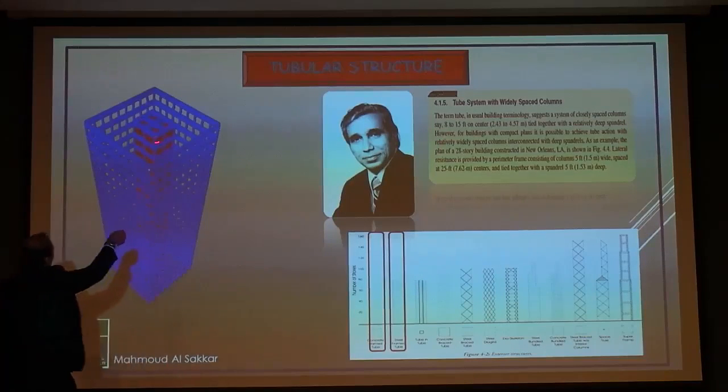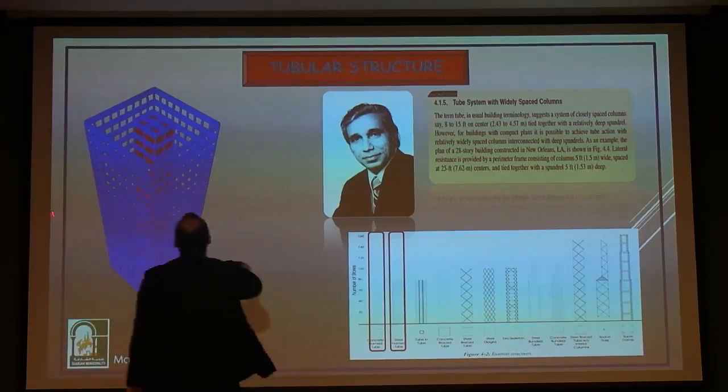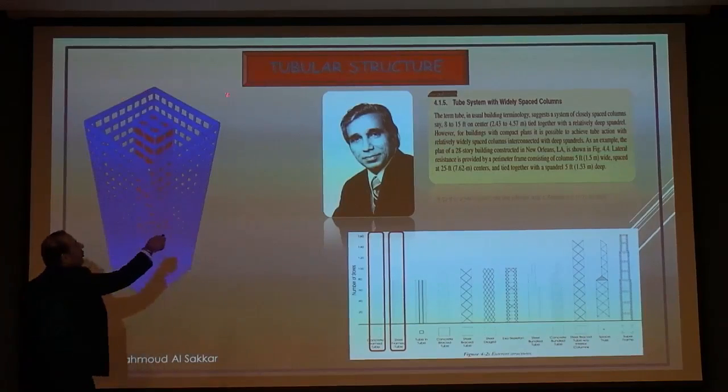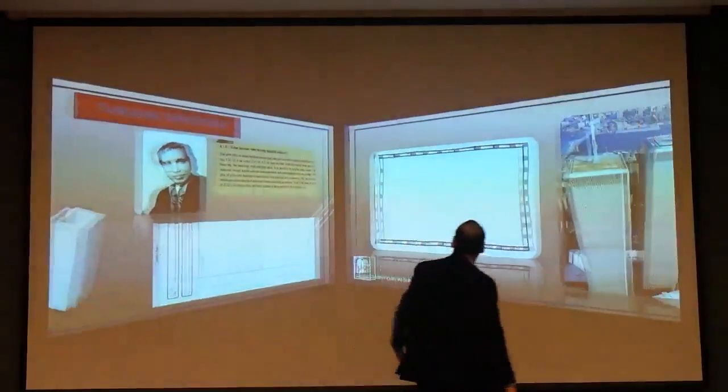What about the interior? You have a small core, 20 centimeters, nothing, just to carry the vertical load. But the main resistance comes from the outer part only. So it's called a tubular structure. Like a tube.